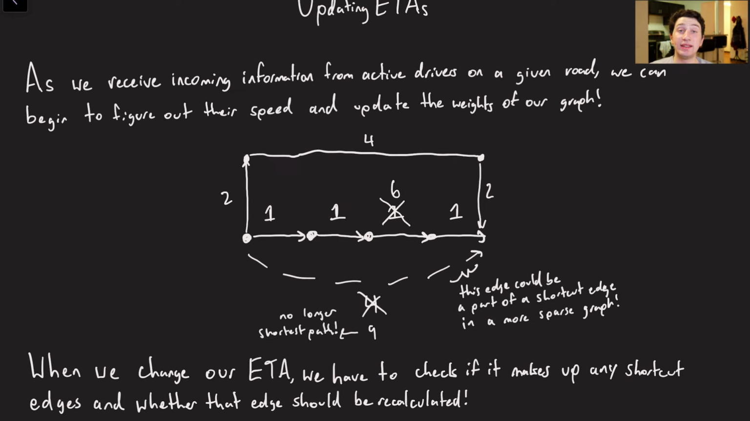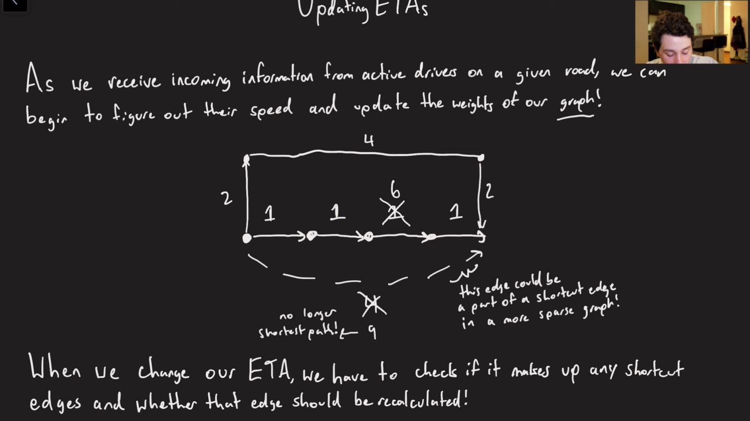Cool. The next thing I want to talk about is updating ETAs, because this is where things start to really get tricky. The general idea here is that we can start to figure out the speed of a driver and update the weights of our graph according to it.